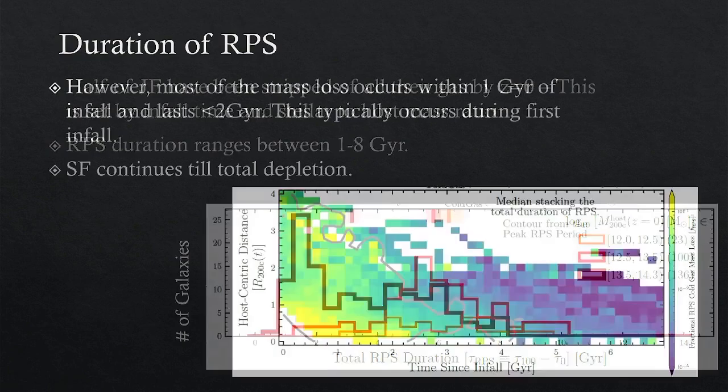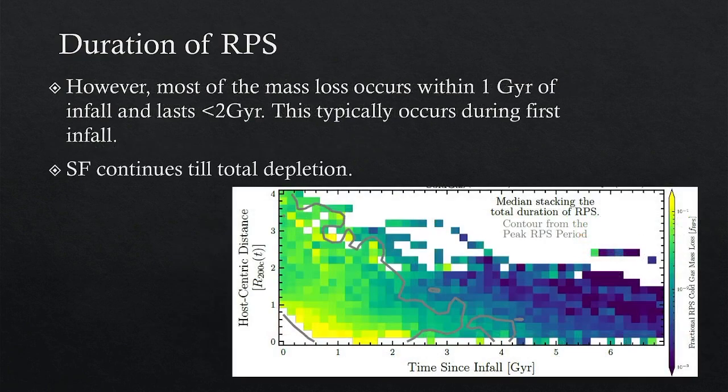But most of the gas loss actually occurs early. This color shows the percentage of its initial cold mass lost, in terms of time and host-centric distance. You can see that most of the gas was lost in the first infall within 1 or 2 gigayears, usually lasting no more than 2 gigayears. So most of the gas is lost at the beginning, but star formation in these galaxies continues until almost all the gas is used up.